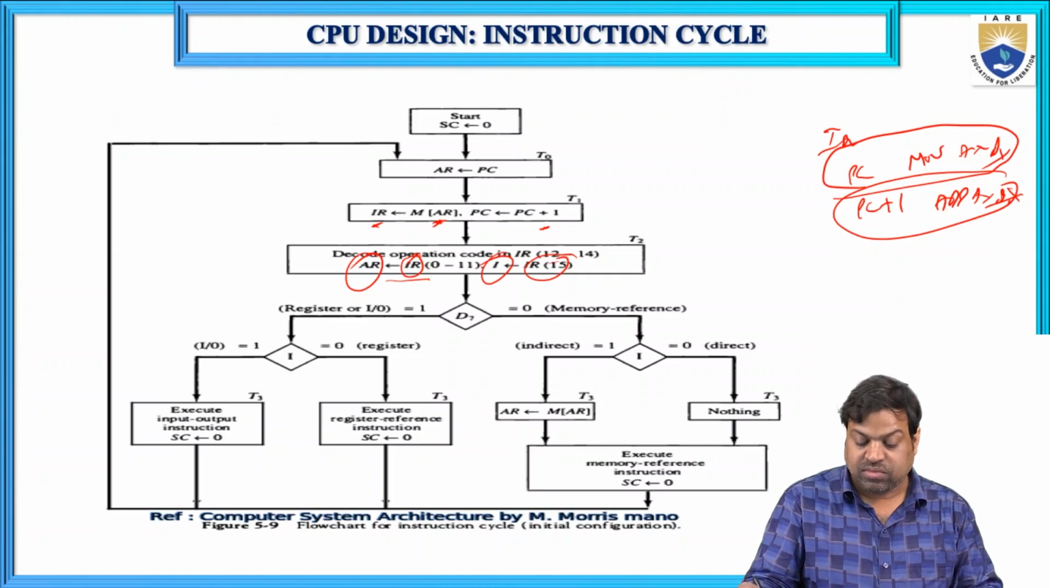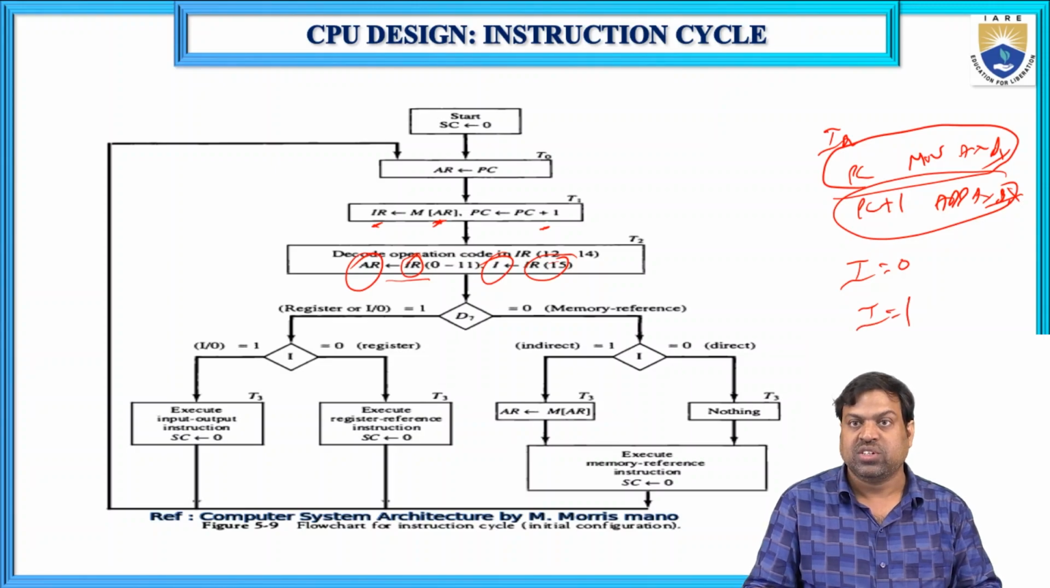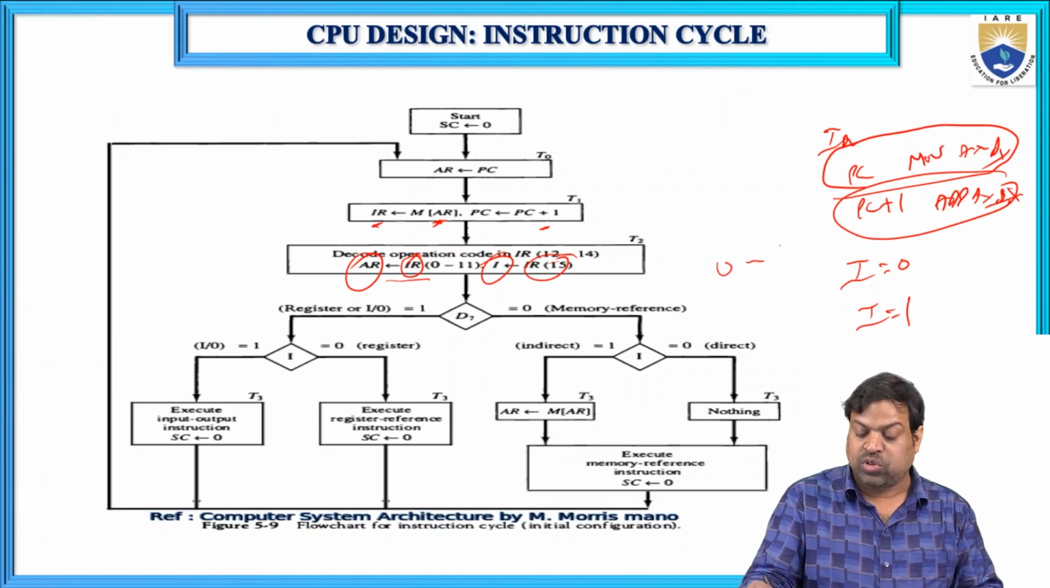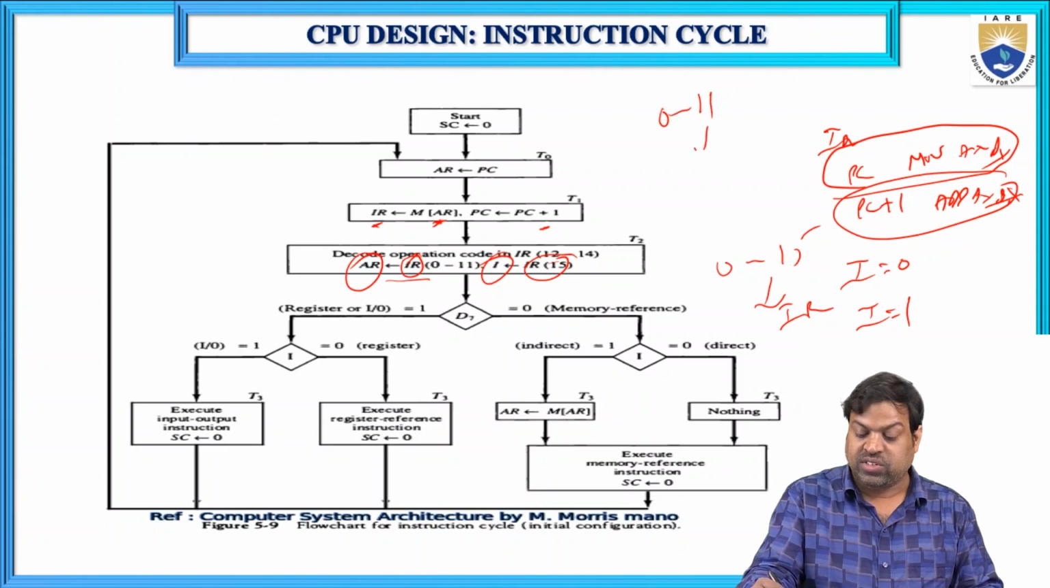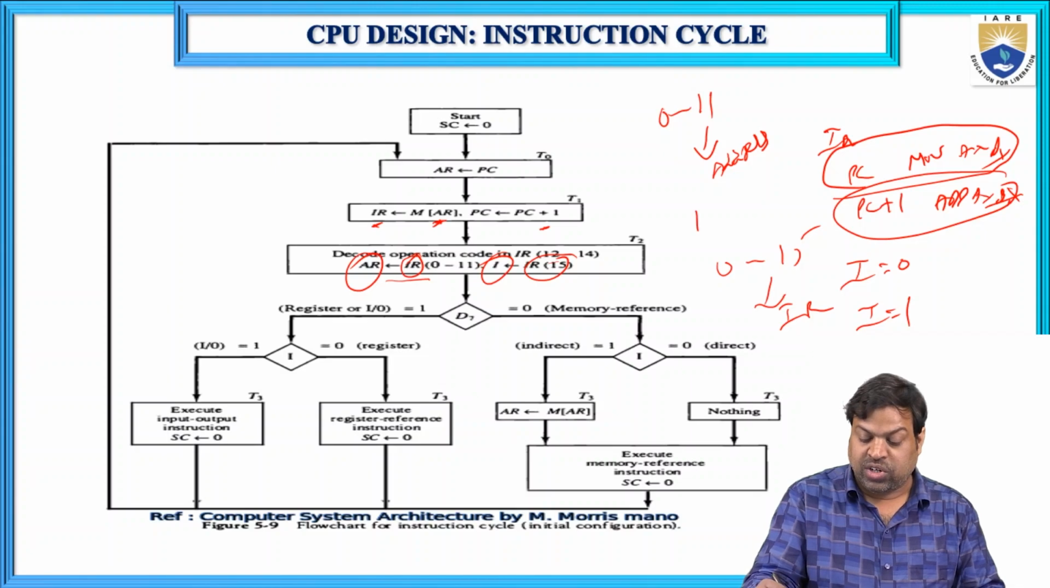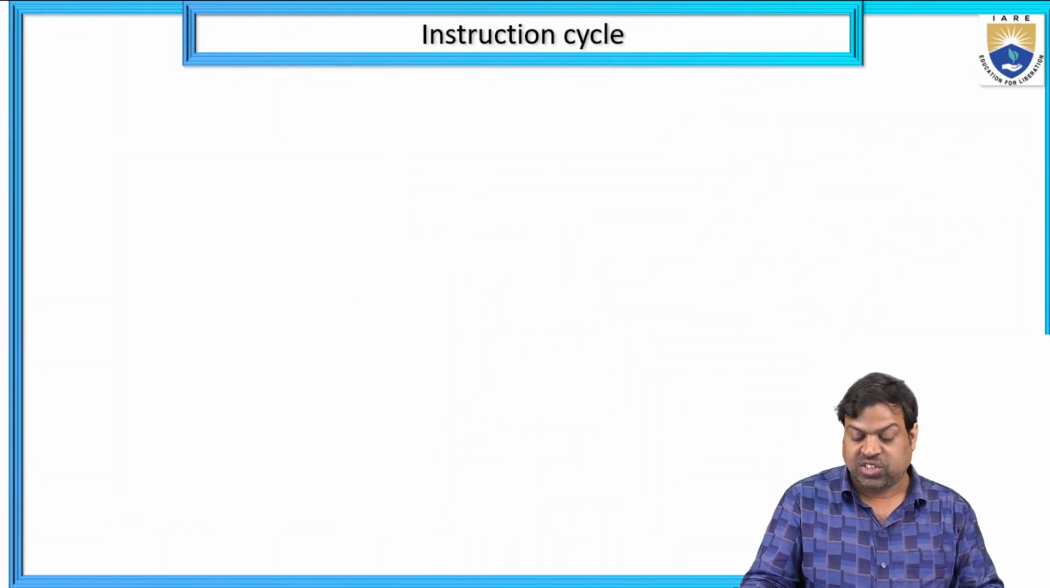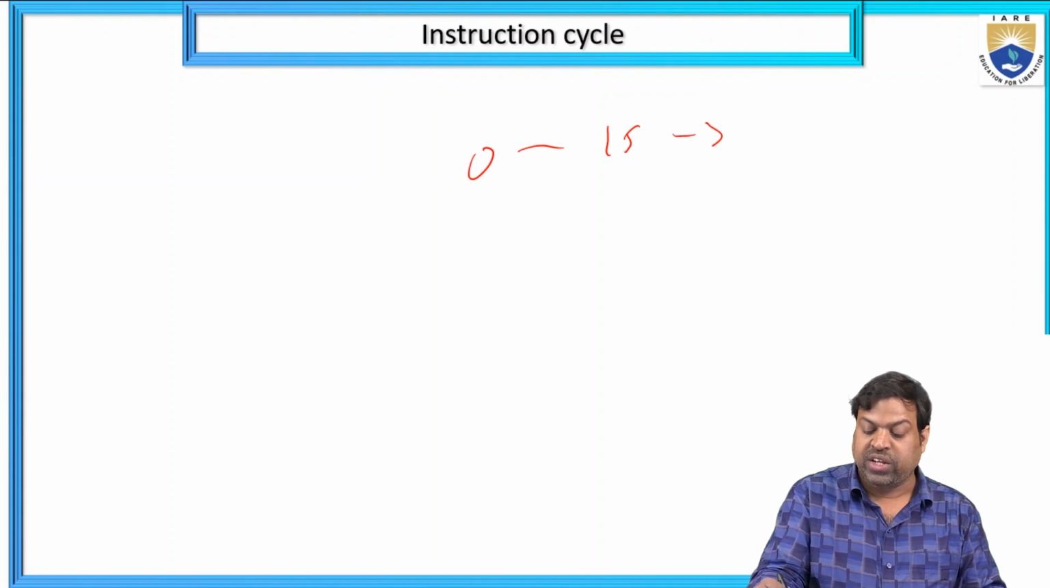I means the interrupt function. Okay, if I equals 0, there is no interrupt. If I equals 1, there is an interrupt. So in total I am going from 0 to 15. Okay, so 0 to 15 is the IR function. Bits 0 to 11 are the instruction register or address register, the address of the instruction. Next, 12 to 14 are the decode or opcode, and 15 is the interrupt bit. Totally 0 to 15 is the IR.